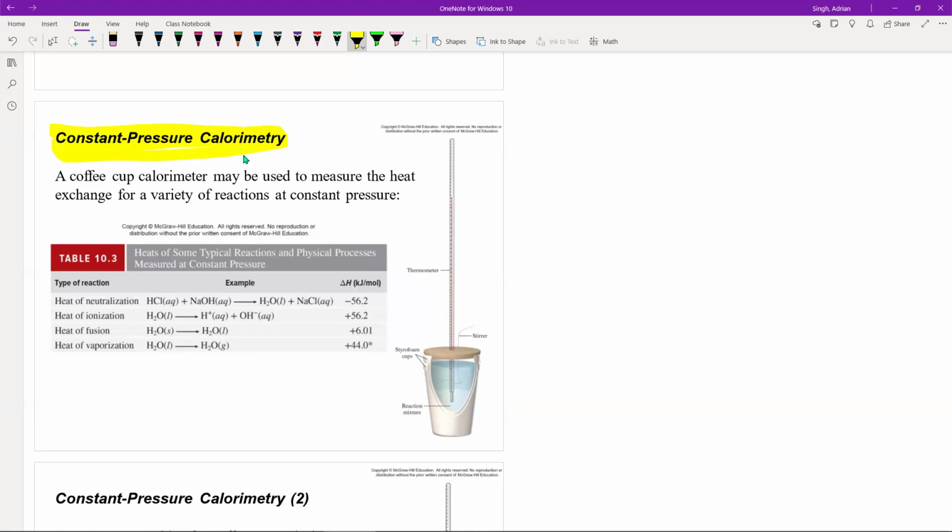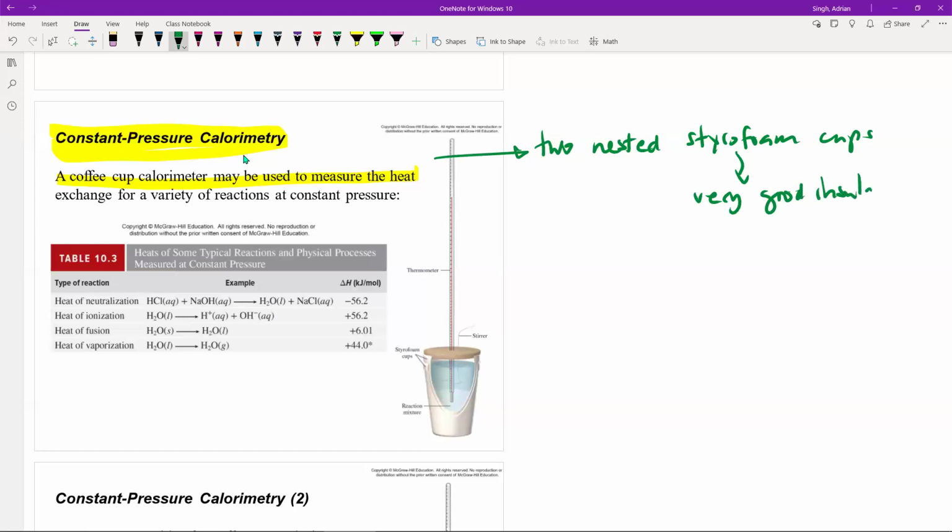A very simple calorimeter is called a coffee cup calorimeter, and all this involves is just two styrofoam cups that are nested. The two nested styrofoam cups, coffee cups in other words. And again, these are needed because these are very good insulators. They won't lose heat to the surroundings. They won't absorb heat, for instance. So they're really good at keeping a hold of what's going on inside.